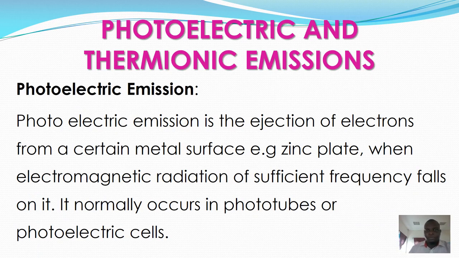We have photoelectric emission, which is a process of ejecting electrons from a certain metal surface, for example a zinc plate, when electromagnetic radiation of sufficient frequency falls on it. This normally occurs in phototubes and photocells.